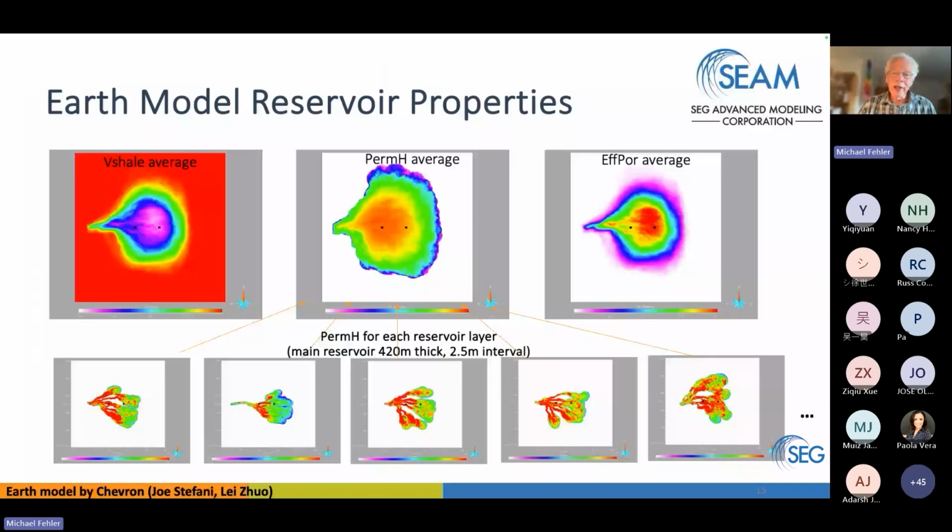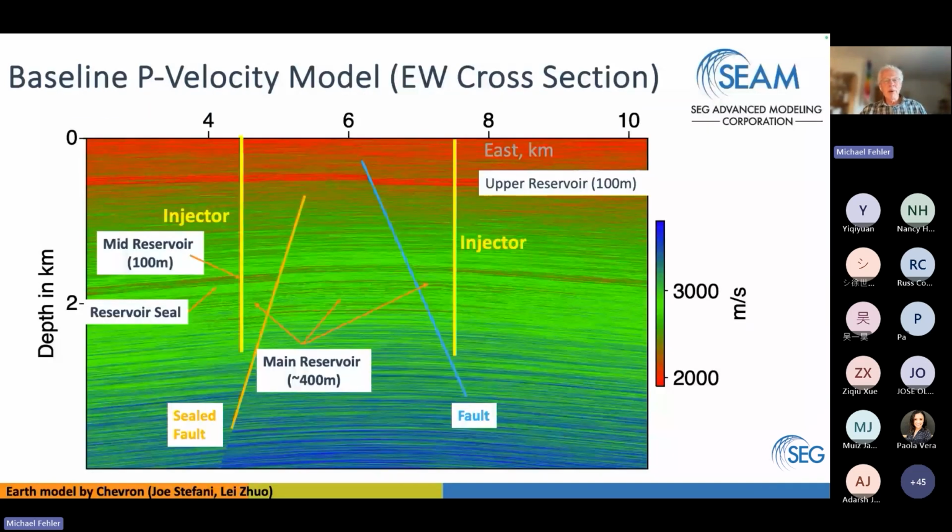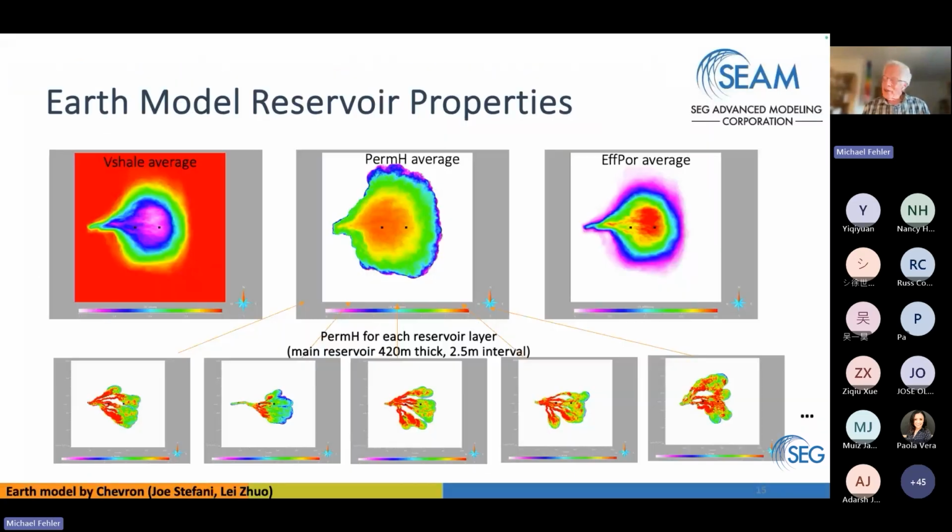I should say that in the model where the fluid migrates, the permeability along this fault varies over time with the fluid pressure and the stresses that are acting along the fault. The model has a lot of structural complexity, spatial variation in properties. This is just an example of some of the properties.